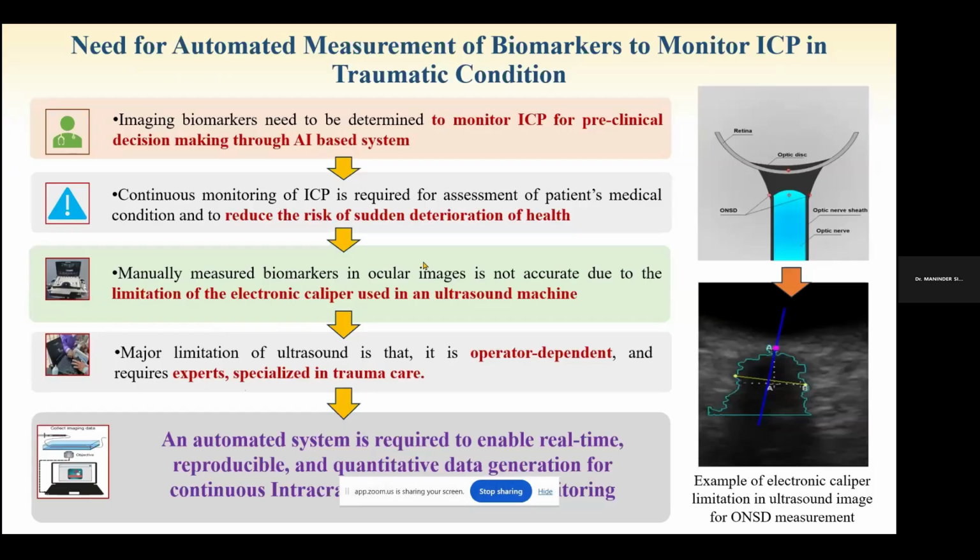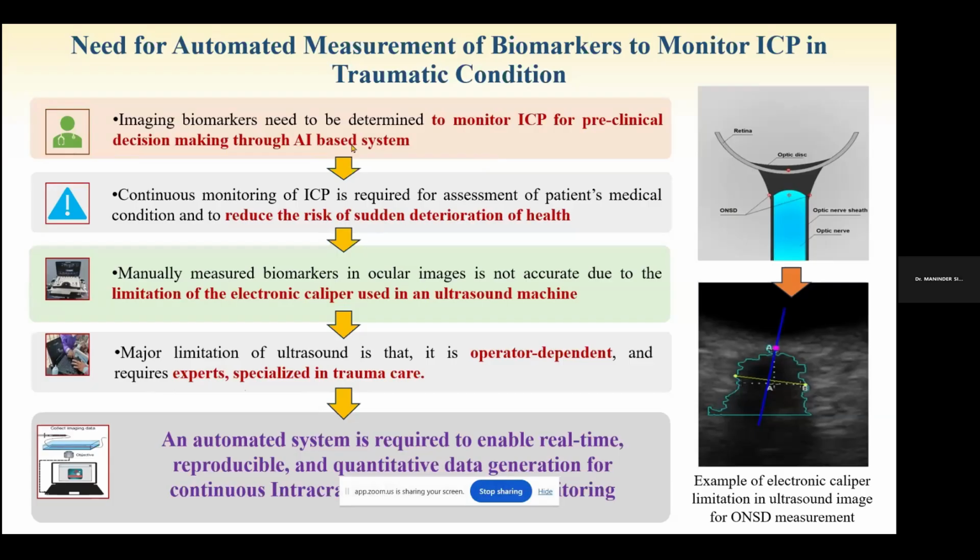So why do we need these biomarkers? To develop an automated measurement system to monitor the intracranial pressure in traumatic conditions. To measure this ICP, we need some clinical biomarkers, so ONSD and ETD play a very important role. Moreover, regarding measurement, doctors measure perpendicular at 3 mm and then get the measurement for ONSD. The machines available for ocular ultrasound use an electronic caliper, so it has certain limitations. It is operator dependent, so we can't get the actual points during the measurement. These are some basic challenges we find in a real scenario.